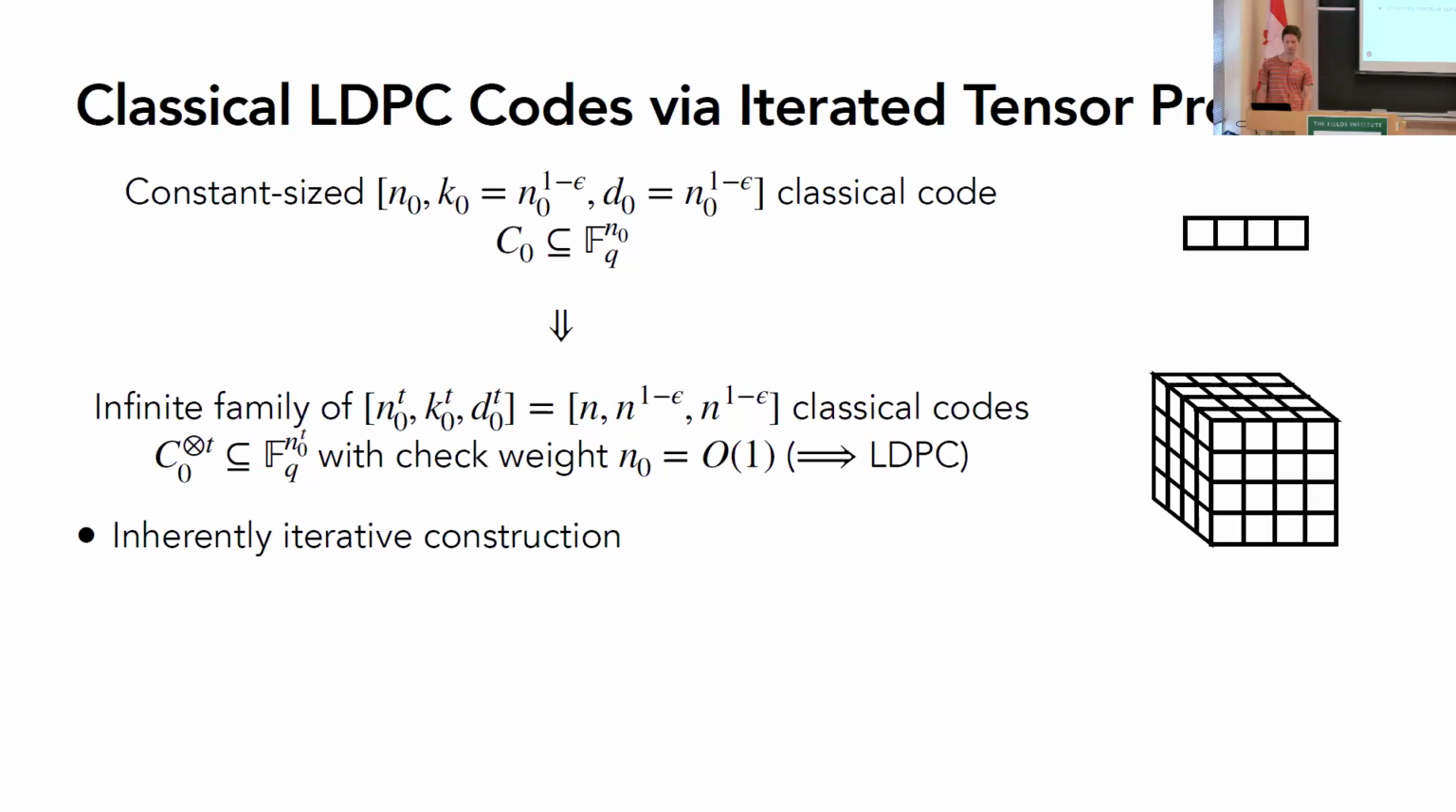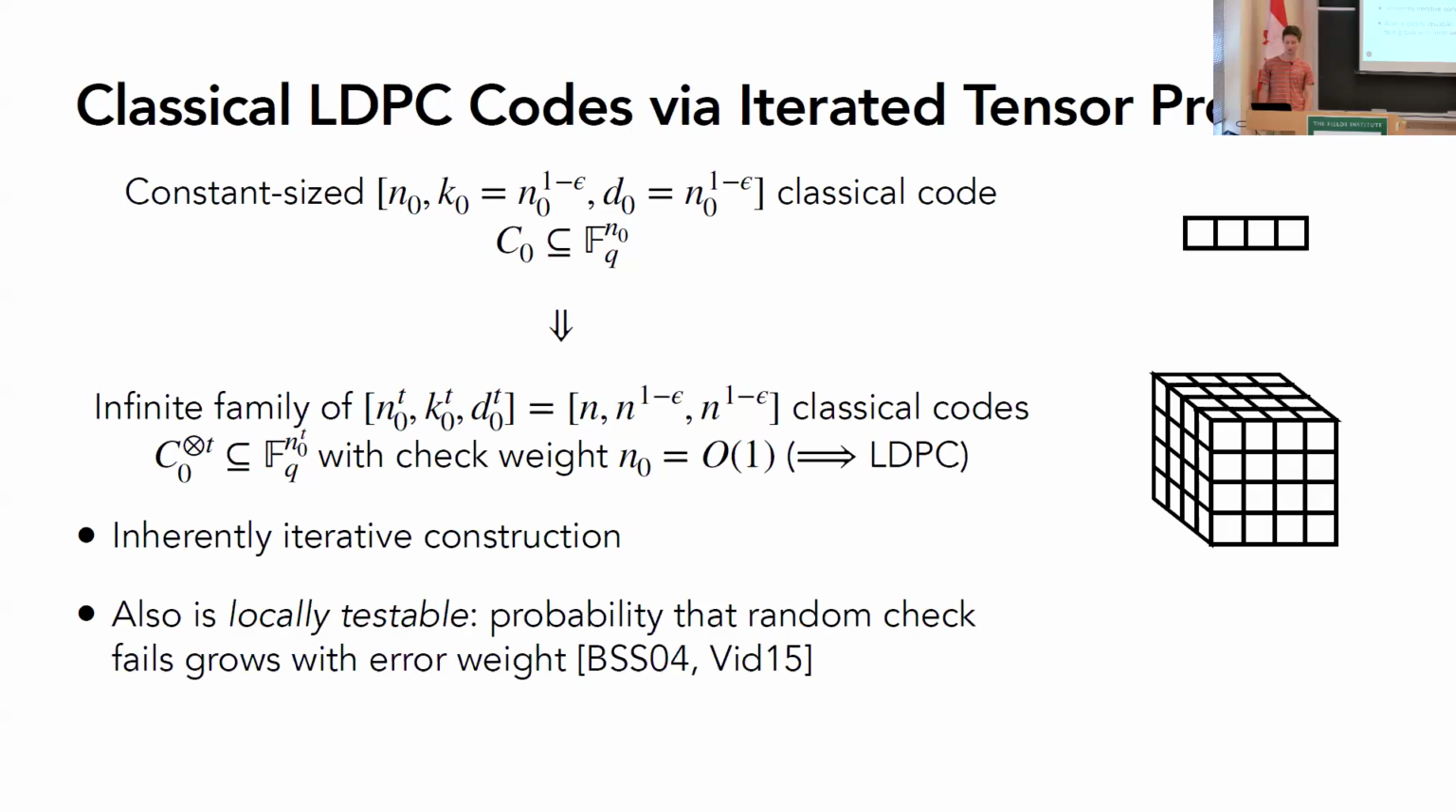All right, so this is inherently iterative. And Viderman and Wiedermann show that this is, in fact, stronger. It's also locally testable, so we're getting something beyond the LDPC property. We're getting this property that if we choose a random check and use that as an estimate of how far our given corrupted bit string is from a true code word, the probability that this random check fails will grow almost linearly with the weight of the error. So a random local test, just measuring a random parity check, is indicative of how corrupted our code word is.